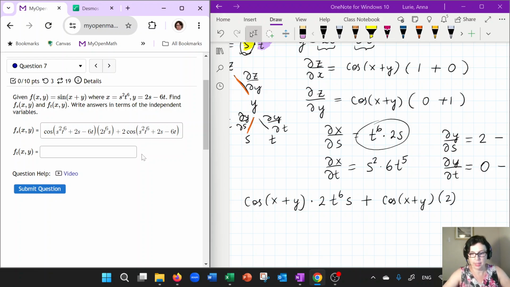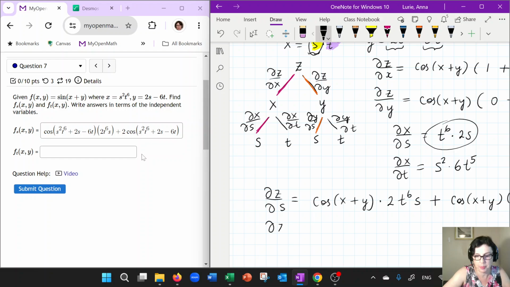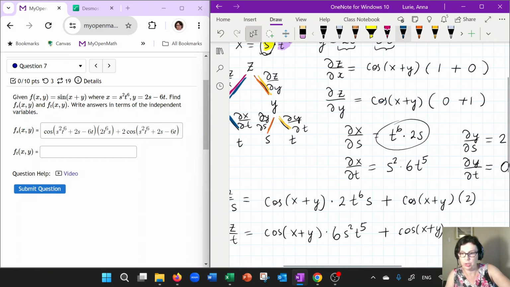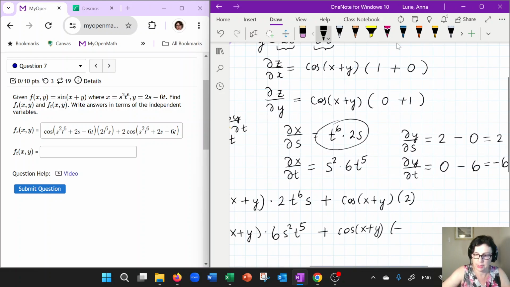Now let's take a look at the second partial. So we want to know what is the partial of z with respect to t. Now this is going to be similar in terms of the cosine. It's just going to be x plus y. But this time we're going to follow this branch and this branch, right? And then we're going to follow this branch and this branch. Okay, so we're going to multiply by dx dt, which I got as 6s squared t to the 5. Okay, the other derivative is also cosine of x plus y. And we're going to multiply by the derivative of y with respect to t, but that was negative 6.